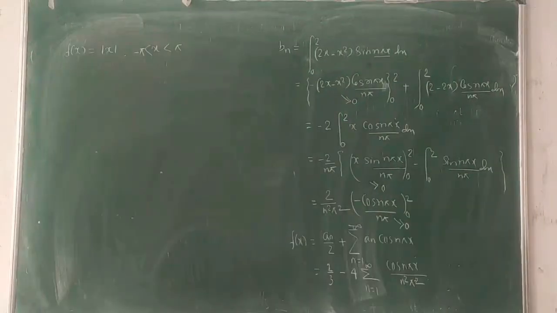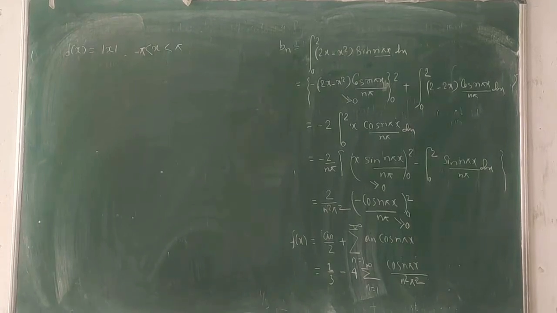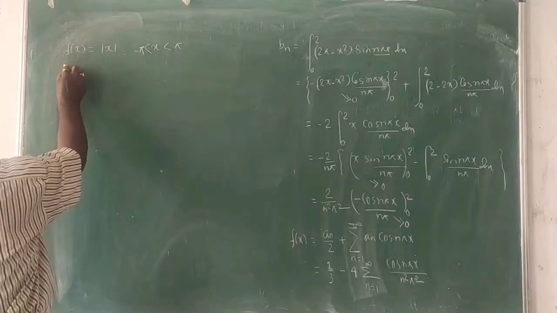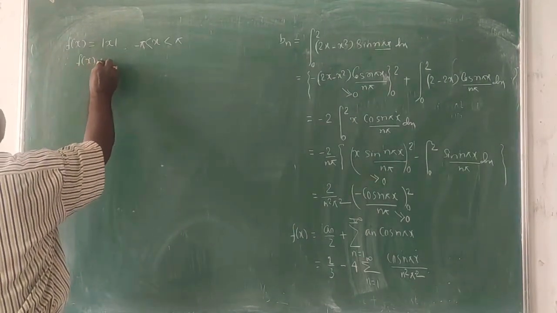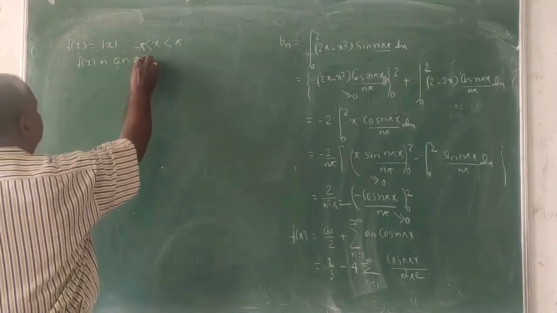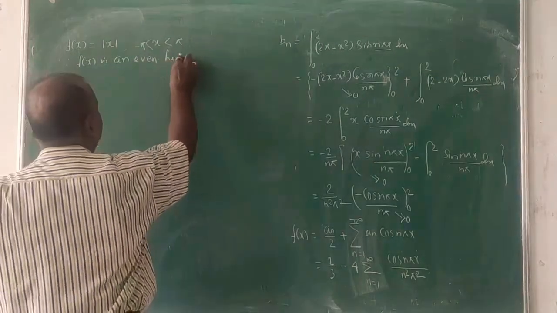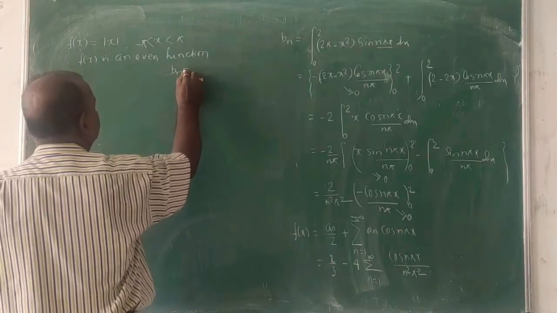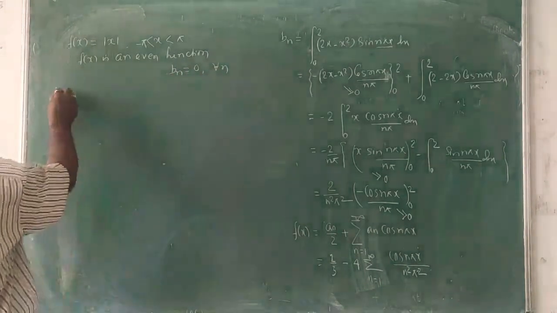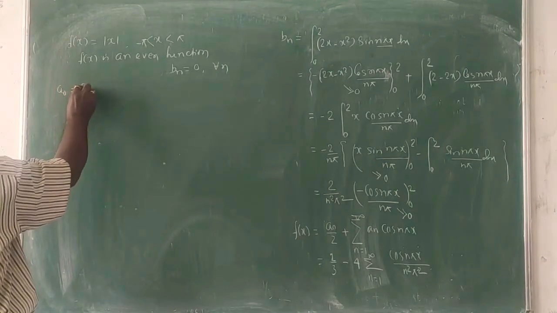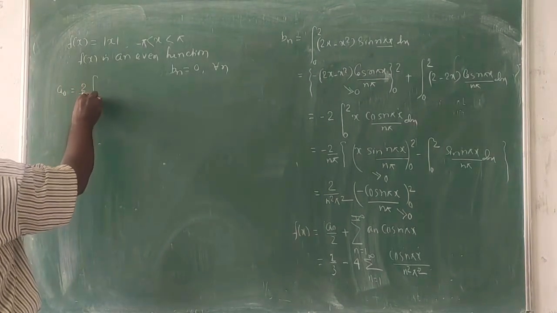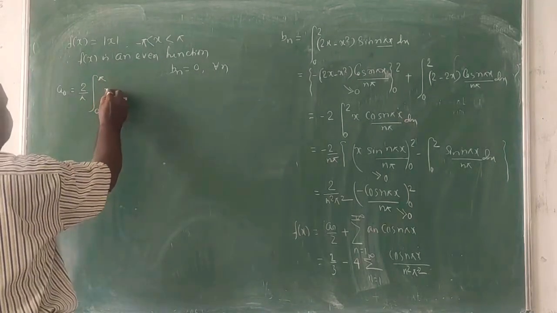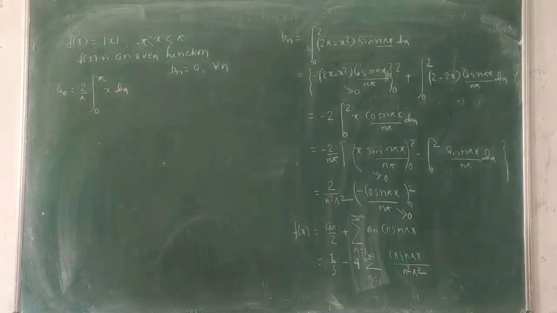Here is one even function. I told you that for an even function the value of bn is 0. Now since f of x is an even function, the value of bn is 0. And the value of a0 is 2 by pi times the integration from 0 to pi of x dx.